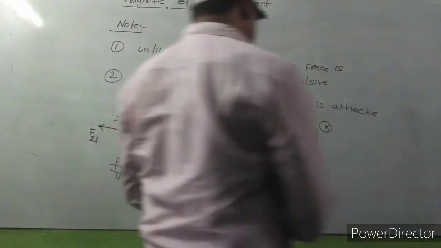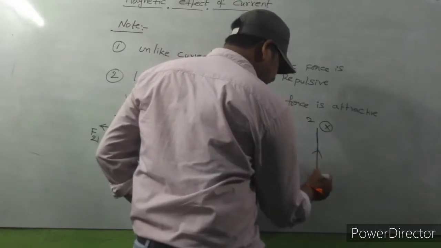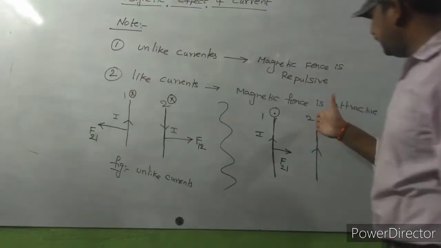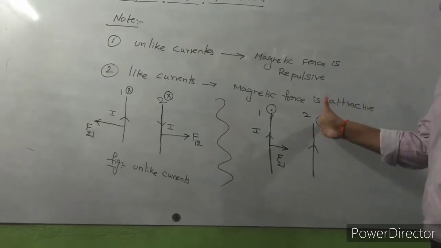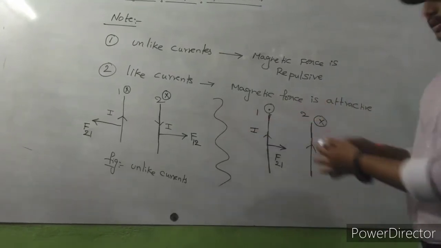Now in this question, observe carefully. Here magnetic field is into the page. Current direction is upward. That means magnetic force direction here is like this.